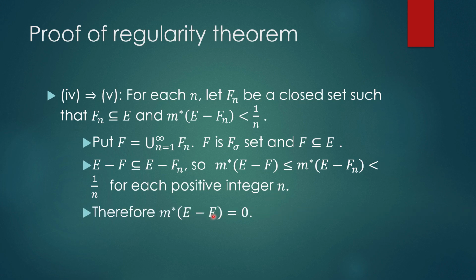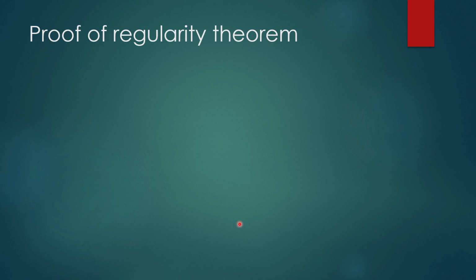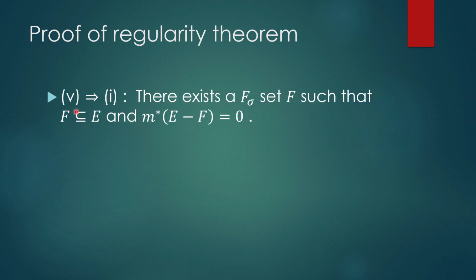Alright, so as n tends to infinity, what we get is that outer measure of E difference F is less than or equal to 0, but it cannot be negative, therefore it should be 0. M star of E difference F is exactly equal to 0. So that is what we wanted to prove. We are now able to prove number 5. So next we are going to prove number 5 implies 1, and that completes the proof of the theorem.